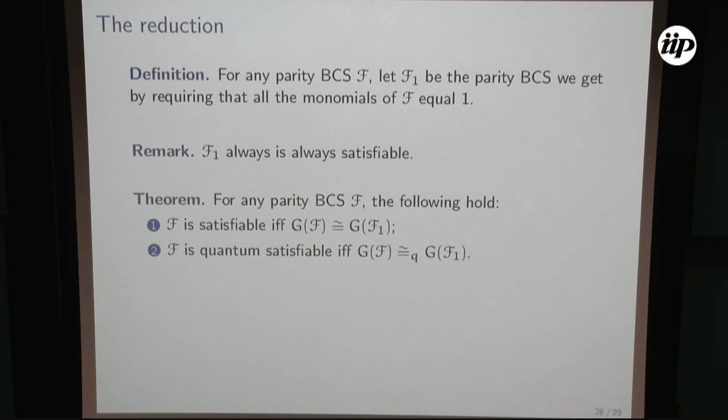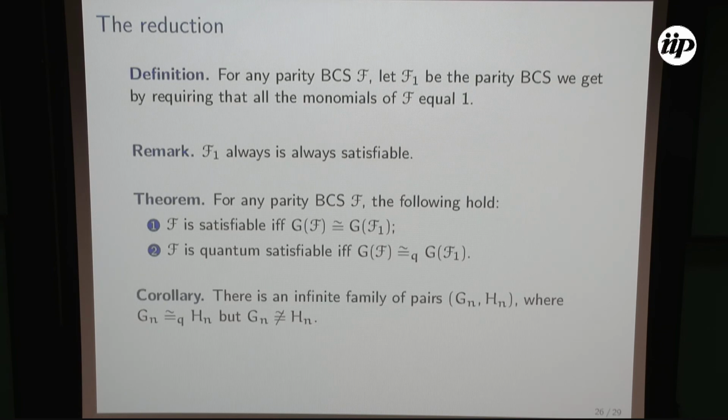Right? And now, if we just take the example, the magic square, the system is quantum satisfiable, but not satisfiable. So if I construct the corresponding graphs, then I get a pair of graphs which are quantum isomorphic, because the system was quantum satisfiable, but they're not isomorphic because my system was not satisfiable with plus minus 1 variables, right? So this allows me to get examples of pairs of graphs which are quantum isomorphic, but not isomorphic. And actually we can get an infinite family of examples this way.